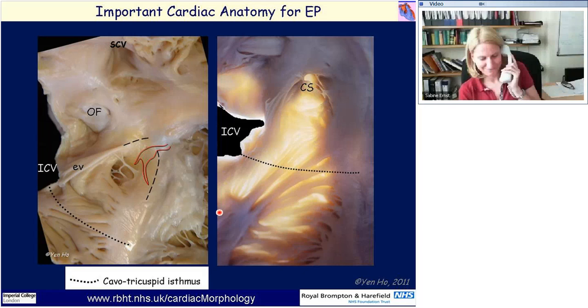And these are two diagrams just to give you some flavor of the variability in the so-called cavotricuspid or typical flutter isthmus, which is this line here. Again, the AV node is put in position. And on transillumination of one of these hearts, you can see the various muscle bundles and the thin areas made of more fibrous tissue than muscular tissue.